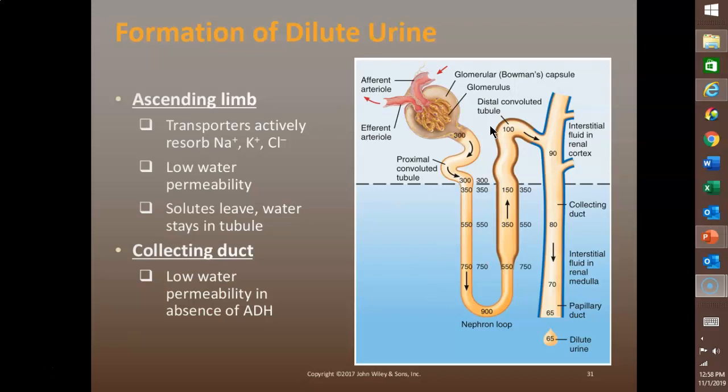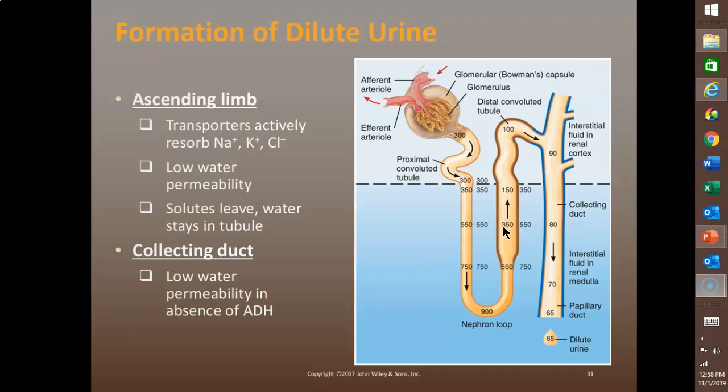Now, this is increasing the osmolarity because there's less water and more solutes. And then as we come down and turn back up, this fluid is becoming more and more concentrated, right? Because we've lost water. And then we move into the ascending limb of the loop of Henle, where we've got transporters that are going to be pumping out sodium and chloride and potassium. And of course, the sodium and potassium are going to move in opposite directions.